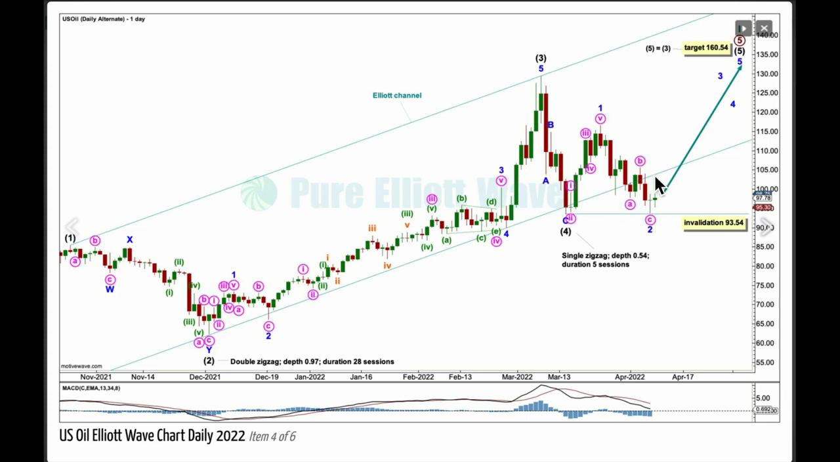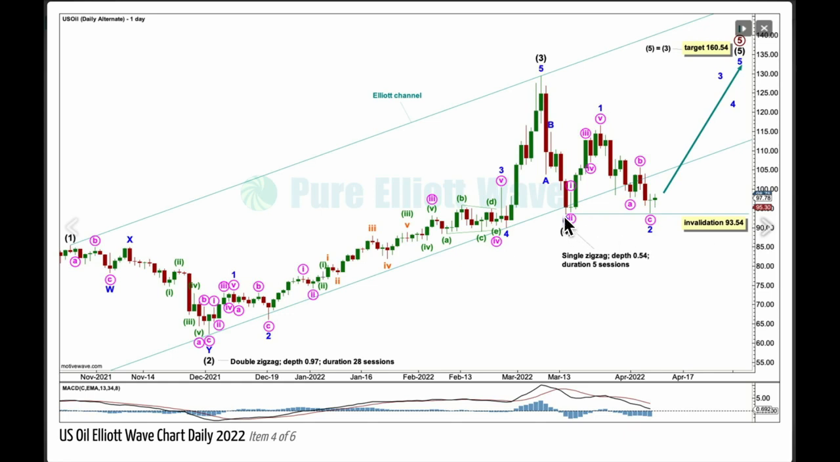The problem here is minor 2 has strongly breached the lower edge of this channel, which is drawn using Elliott's first technique. If this is minor 2 with an intermediate 5, and intermediate 4 ended back here, then the lower edge of that channel should have been respected, and it just hasn't been. That reduces the probability of this wave count, but it remains valid while price remains above 93.54.